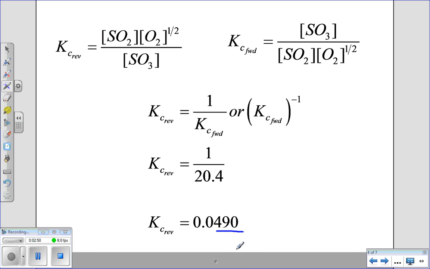Here's the first place we talk about digits. This number has 3 significant digits. It has 3 because the only number I was given in the problem has 3 significant digits. So all I have to do is match. And that's all you have to do, is match the digits in your answer to the digits in the problem.